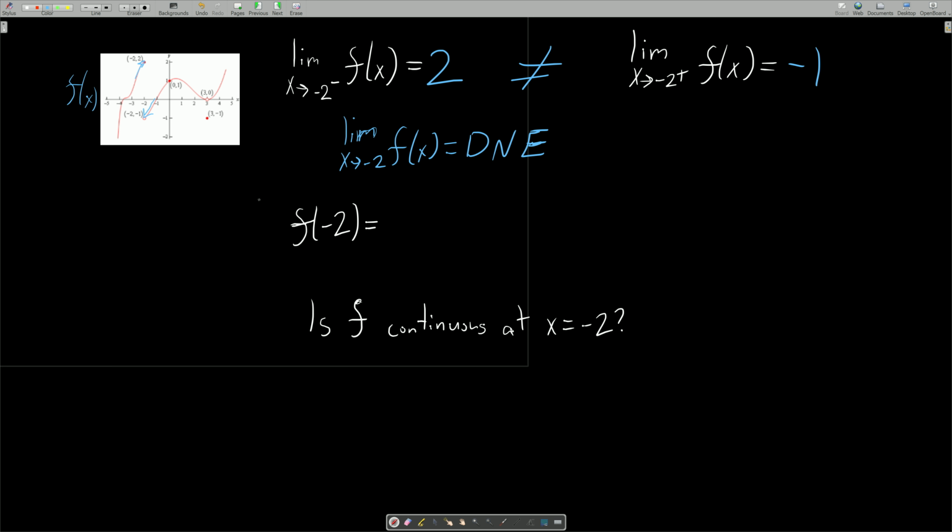Let's also evaluate f of -2. Because the function's shaded in right here, it's actually defined at negative 2. The value itself is 2. So is f continuous at x equals negative 2? No, because the limit as x approaches negative 2 does not exist. Since the limit does not exist here, you can't call this function continuous. This function sort of jumps from 2 to negative 1 right here. You have a jump discontinuity.